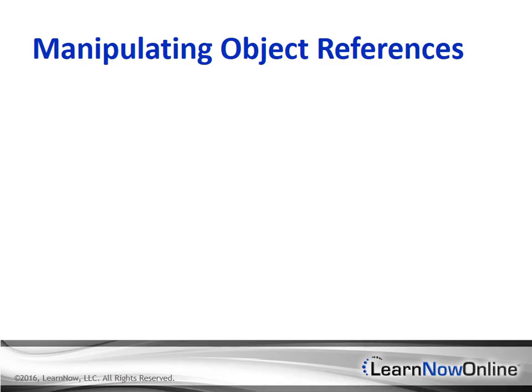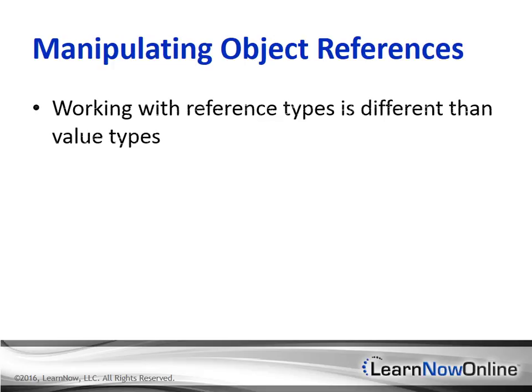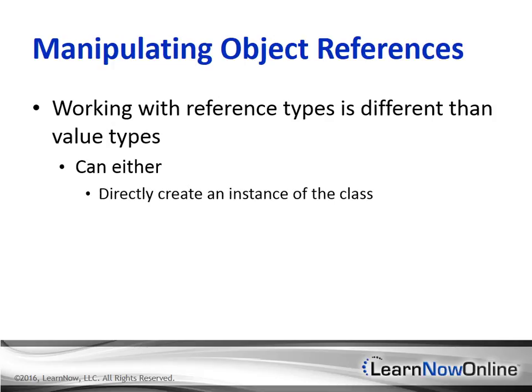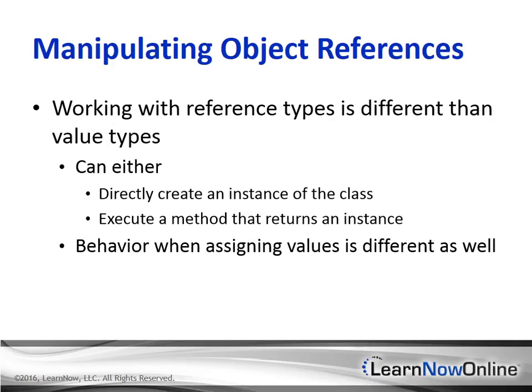The other thing I want to talk about here is manipulating object references. The idea is that working with reference types is different than working with value types. So you have to either explicitly create an instance of a class or have a method hand you an instance of a class when you're working with reference types. You need to get an object reference somehow. And then in addition, the behavior when assigning value types is different than with reference types.